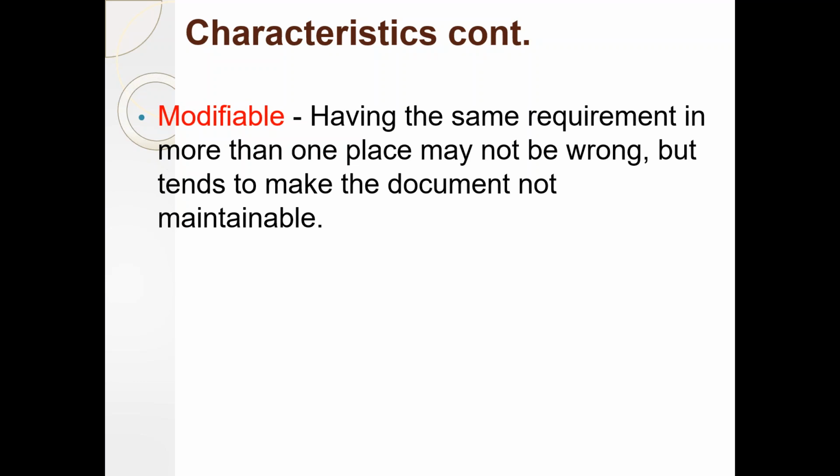So if you're stating a requirement more than one time, don't do that. It makes it hard to work with, and you might forget. And then if you forget and you have two conflicting requirements, it goes back to a characteristic that we had spoken about before, which is unambiguous, or rather, consistent. You can't say one thing in one place and then say something else somewhere else. All right, so just specify the requirement once.